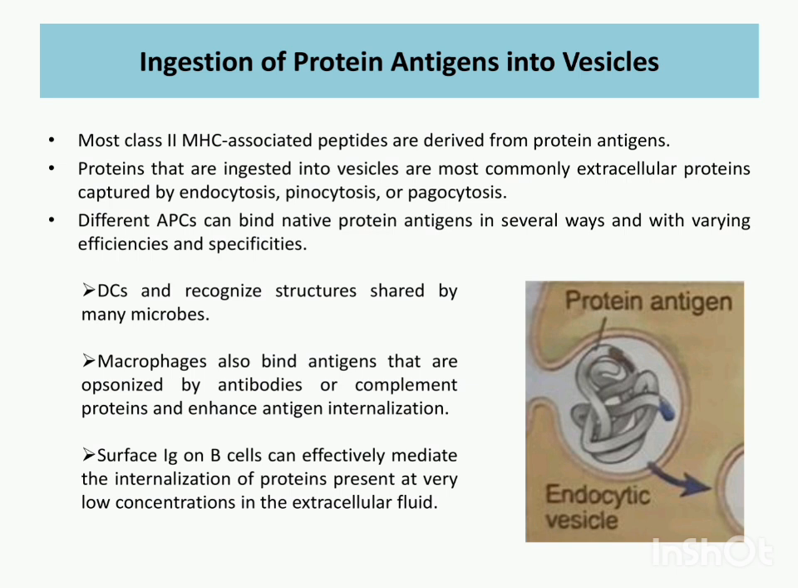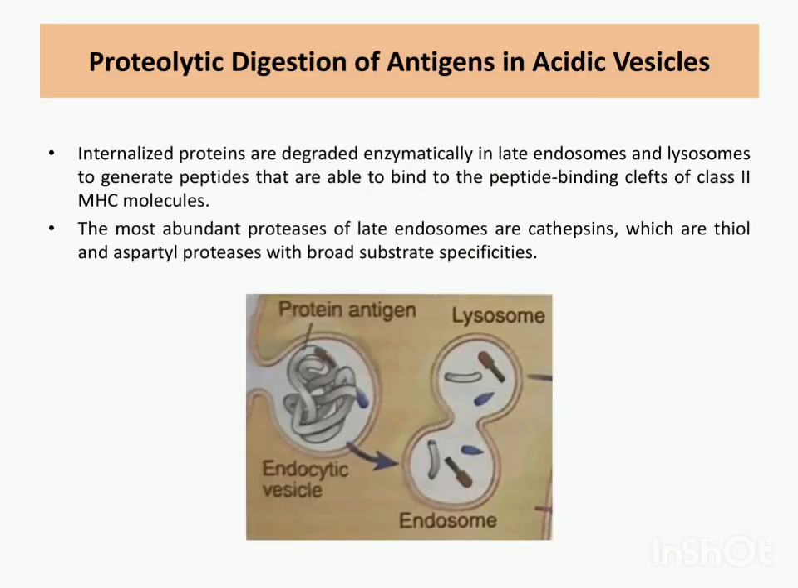DCs recognize structures shared by many microbes. Macrophages also bind antigens that are opsonized by antibodies or complement proteins and enhance antigen internalization. Surface Ig on B cells can effectively mediate the internalization of proteins present at very low concentrations in the extracellular fluid. Proteolytic digestion of antigens in acidic vesicles.